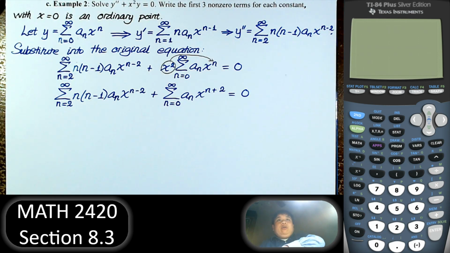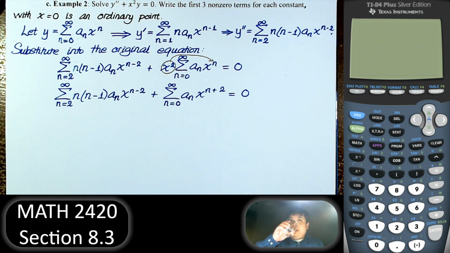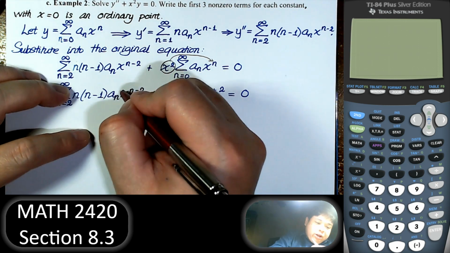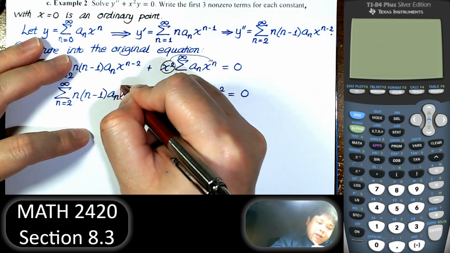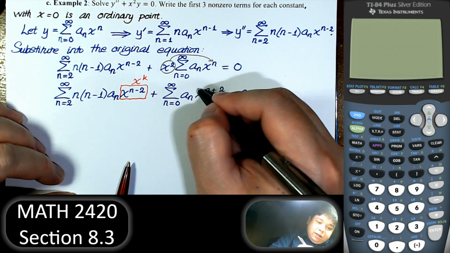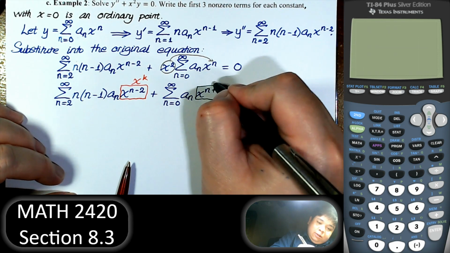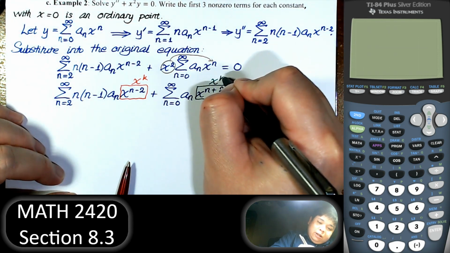Right, now we change the index, so that both of them equal x to the k. Right, so we need this to be x to the k, and this x to the k.